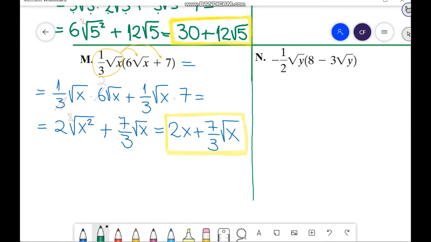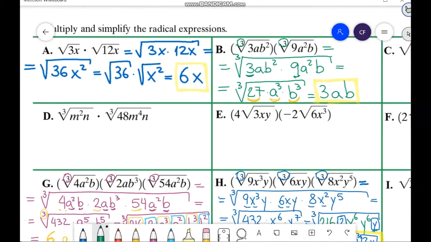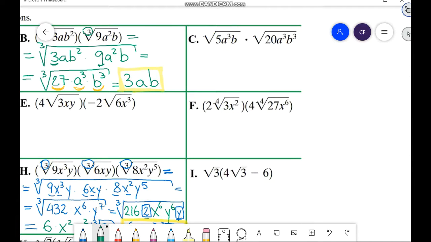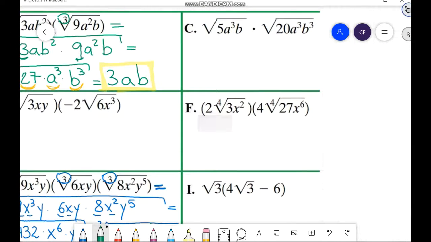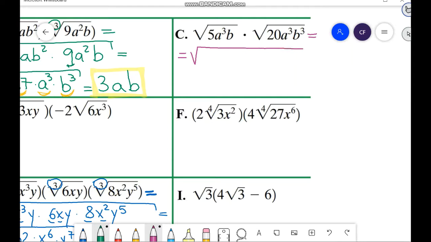Let's work on letter B. B is here. Let's work on C. Letter C. We have square root and square root. We can write this under the same square root. Just make this a long square root, and I'm going to put under the same square root everything that's inside each square root. Now work on the numbers.